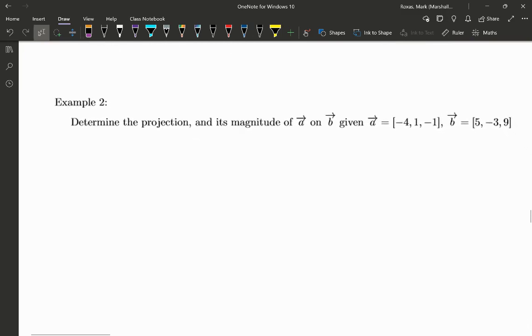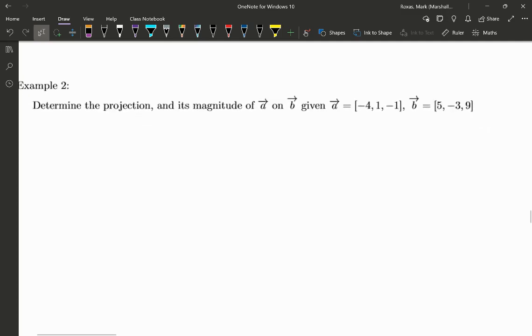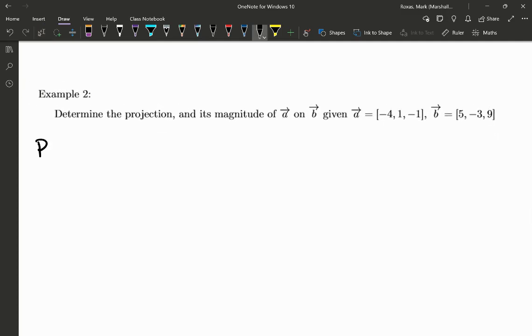Example number 2: determine the projection and its magnitude of A onto B, given that A is one vector and B is another vector, given by its components. So not so much cross product, but a reminder of how we calculate projections. It's a good example to get you to think about, when you get a problem, what formulas do you need to use?